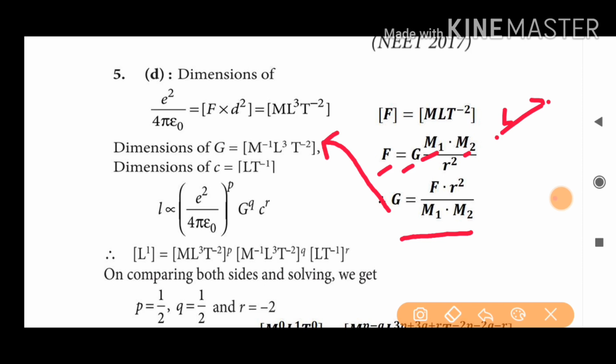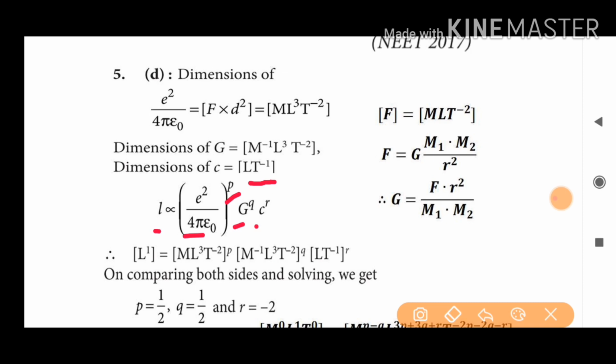And you all know what C is. C is the velocity of light. What is the dimension of velocity? The dimension of velocity is L T to the power minus 1. Now you have the dimensions of all three quantities, and you have to form a quantity of dimension of length using these three. So length is proportional to the first quantity to the power p, the second quantity to the power q, and the third quantity to the power r.